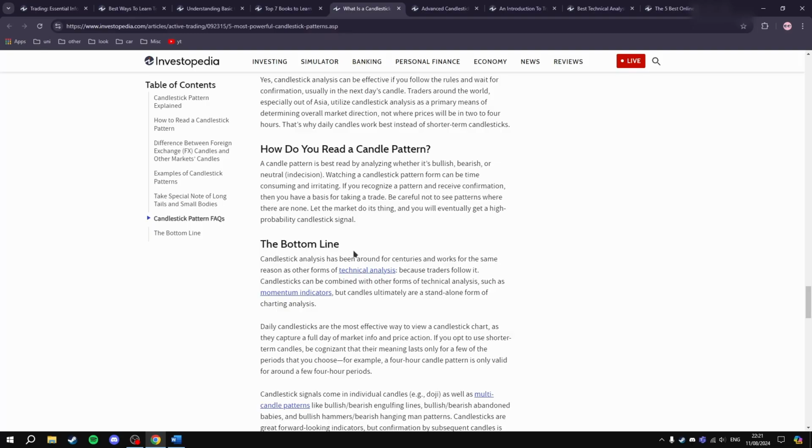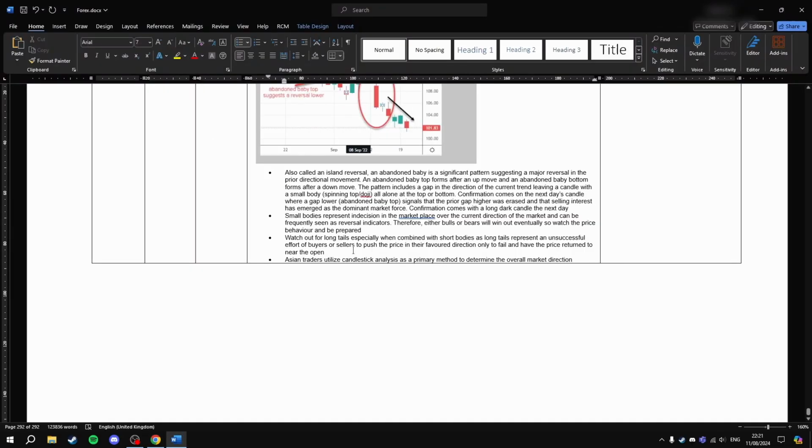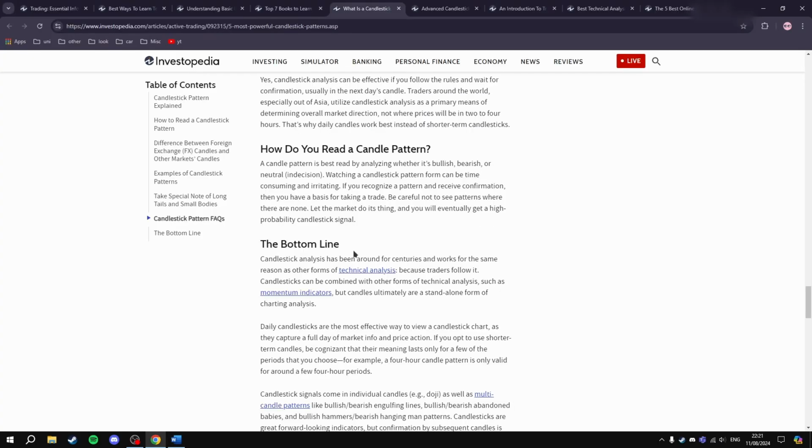Not where prices will be in 2 to 4 hours. That's why daily candles work best instead of shorter term candles.